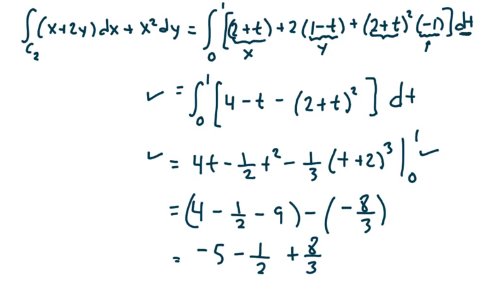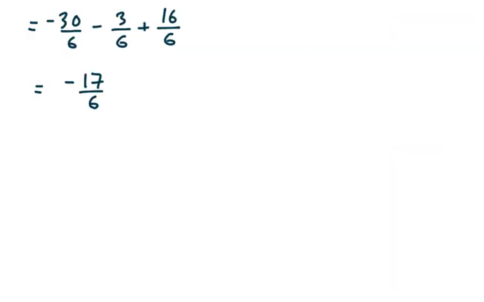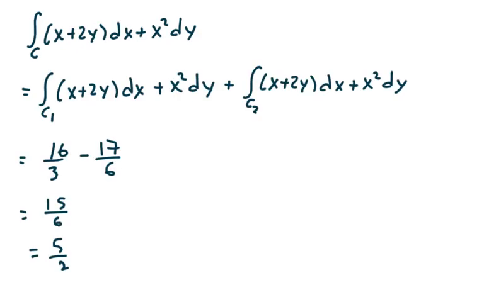So I'm going to get 4 minus 1/2 minus 9 minus negative 8/3. But that's negative 5 minus 1/2 plus 8/3. And if you don't mind, I just did a little arithmetic here and got negative 17 over 6. And I'm pretty much done.